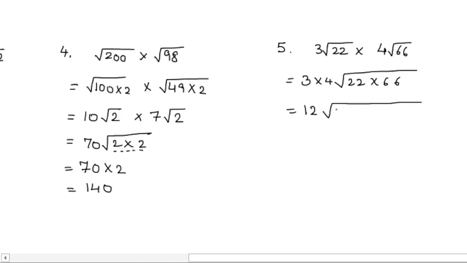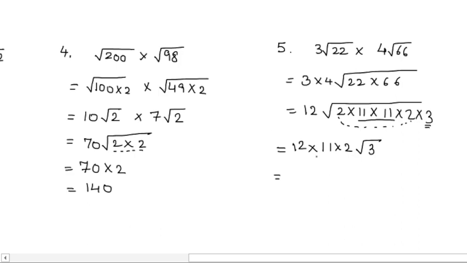22 can be factorized as 2 times 11. 66 can be factorized as 11 times 2 times 3. What can be paired from here? 11. So what I have is 12 times, from this pair, I know that the square root of 11 times 11 is going to be just 11. And then I have this 2 paired. So the square root of 4 is basically 2. This guy is unpaired. It remains inside the root.